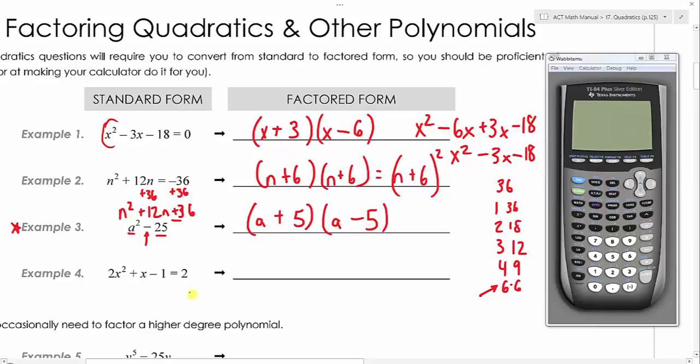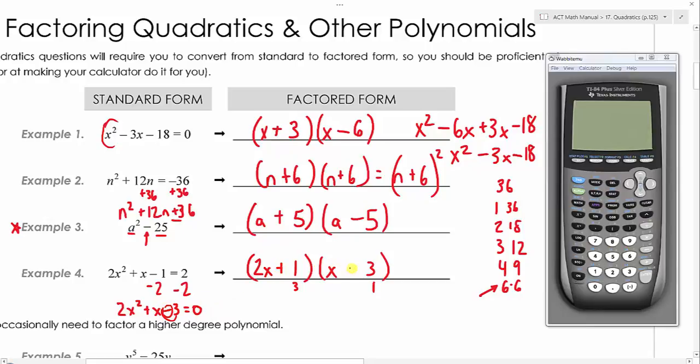In example 4, again, remember I need to get this into standard form before I factor it, so I need to get a 0 over here on the right. So I'm going to go ahead and subtract the 2. Now I have 2x squared plus x minus 3 equals 0. And again, I'm probably just going to do this one by a little bit of trial and error. I know I need a 2x and an x, and then in order to produce this negative 3 here, there's only two factors. 3 is prime, so it's either a 1 here and a 3 here, or a 3 here and a 1 here. I do know I need opposite signs, one plus and one minus, because I have this negative 3 here.